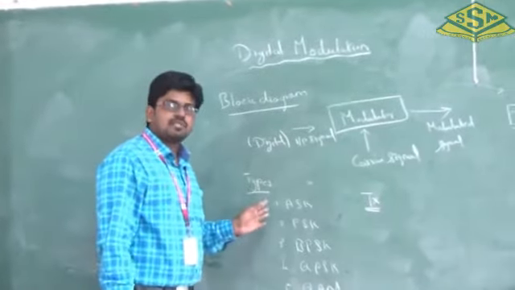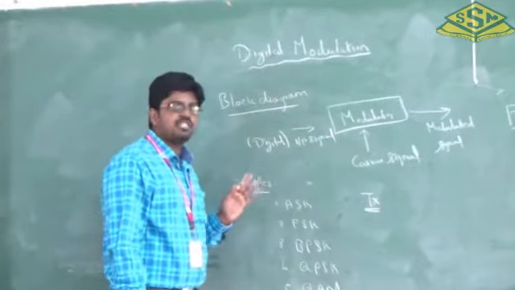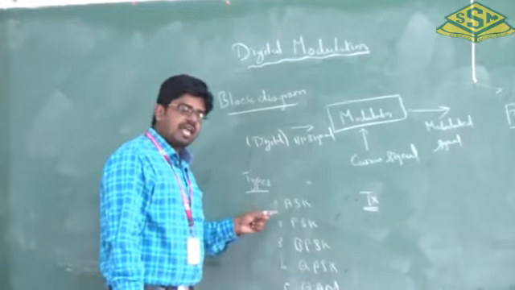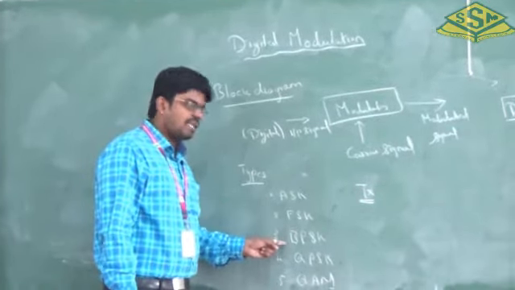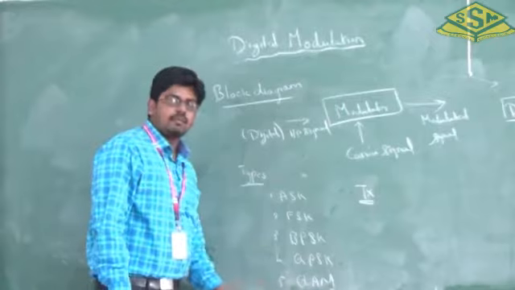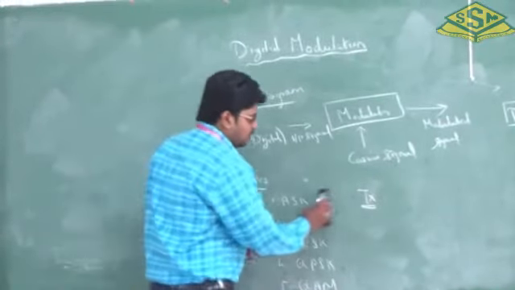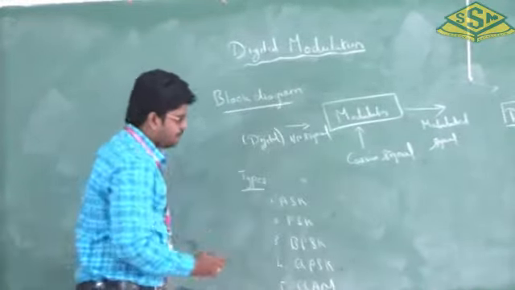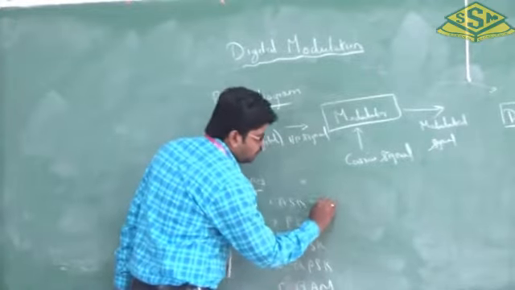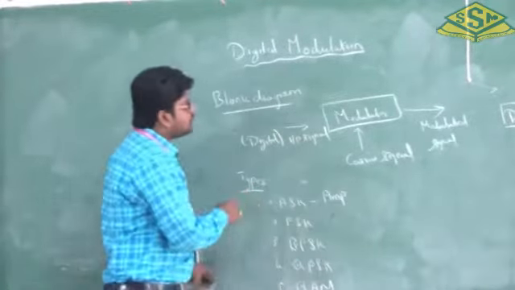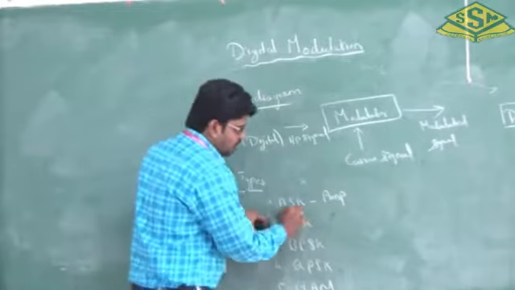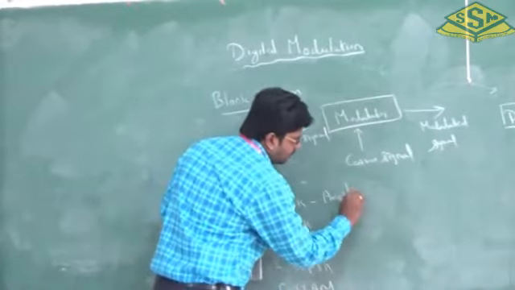Then we should know the types. Second one, types of digital modulation. It has ASK, FSK, DPSK, QPSK and QAM. Now I am going to expand this. What is ASK? ASK means amplitude shift keying. So these are all the types of digital modulation. The first one is ASK, amplitude shift keying.